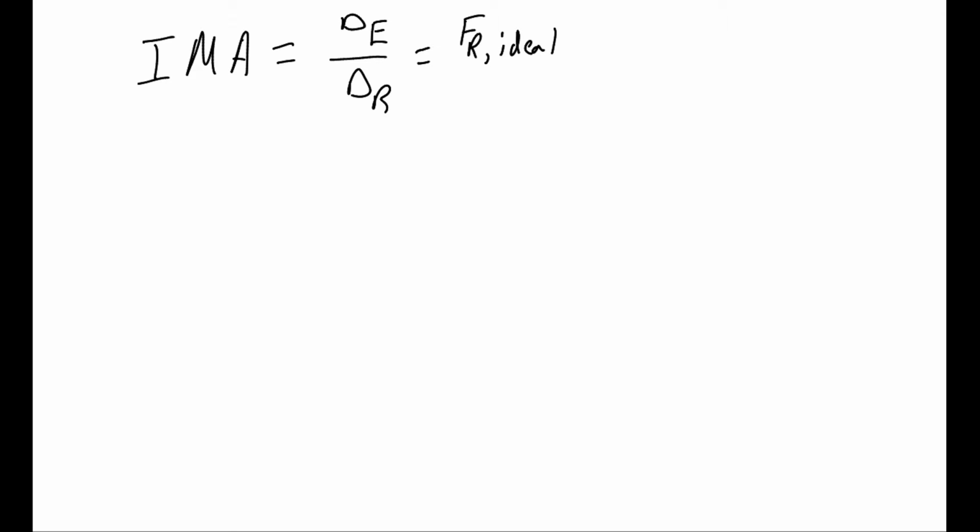Problems 1.1.1. So first thing we're going to do is go through the equations. Our first equation is IMA. And what's IMA stand for? Ideal mechanical advantage. So it's going to be effort distance over resistance distance. And this is something we didn't talk about in the notes, but this will be useful for problems. It's also equal to the ideal resistance force over the ideal effort force.